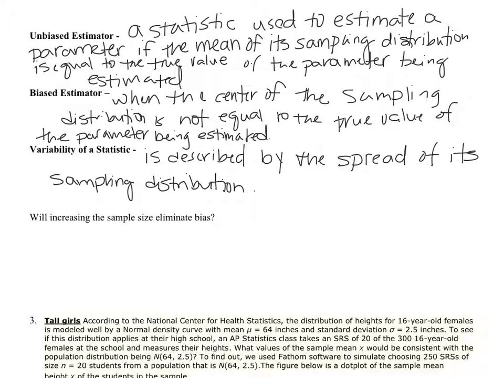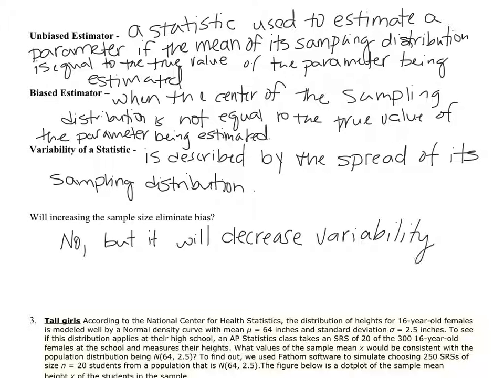So will increasing the sample size eliminate bias? No. Right, you can never eliminate bias, so that answer is always no. But it will decrease variability. So sample size controls variability. If you increase the sample size, you decrease the variability. There's no way to ever get rid of bias once you have bias.